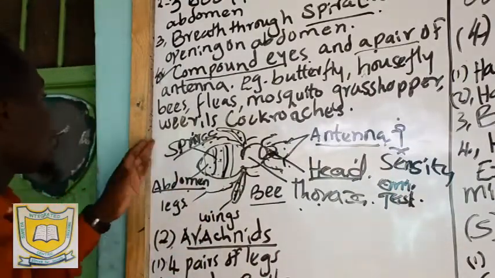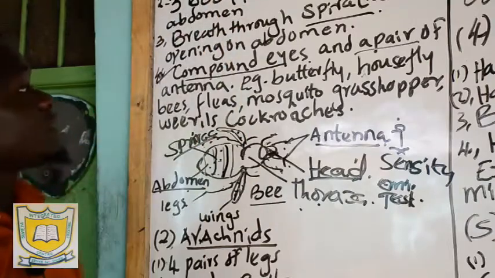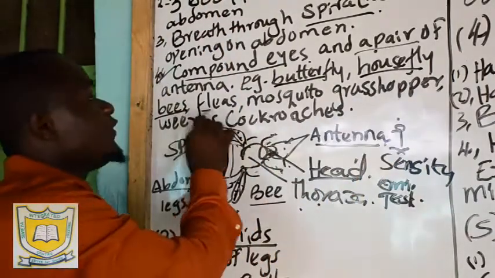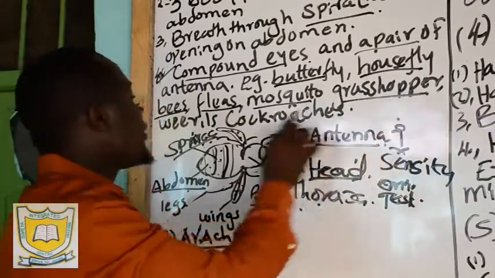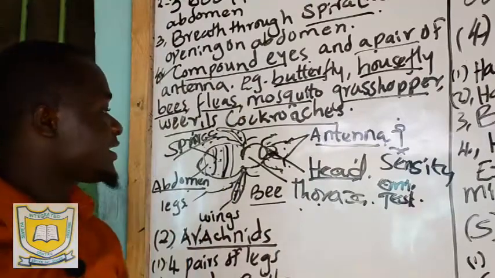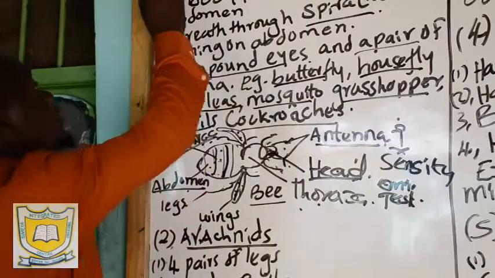Examples of these insects are butterfly, housefly, bees, flea, mosquito, grasshopper, weevils and cockroaches, and many other examples of insects. Now these are all the characteristics of insects.